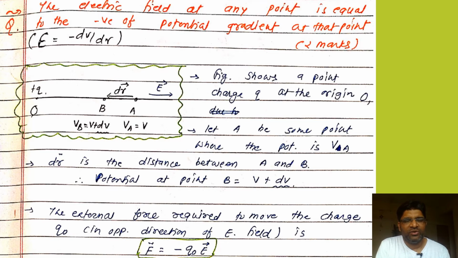Now we will derive a very important relationship. It's a curtain raiser, which will tell you why we took the unit of electric field as volt per meter in the first chapter. Okay, it's a 2-mark question, and there is a relationship between the electric field and potential gradient. The relationship is given by E is equal to minus dV by dr. So this term, minus dV by dr, is known as the potential gradient.